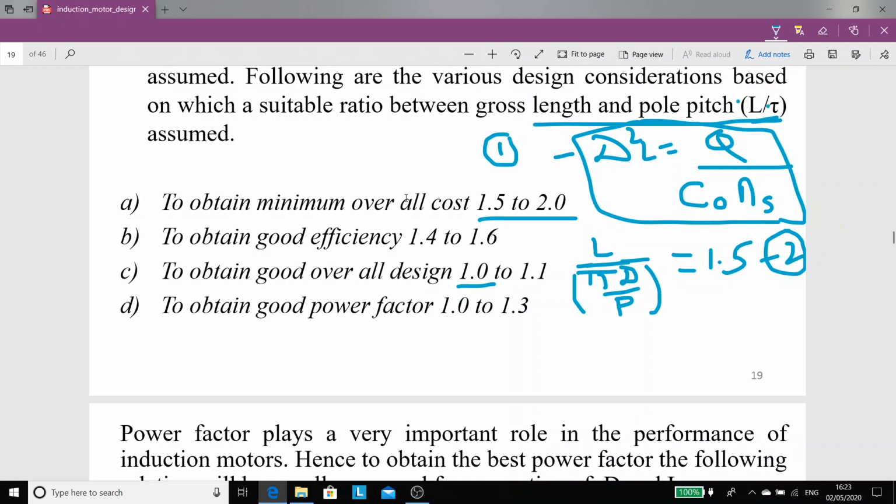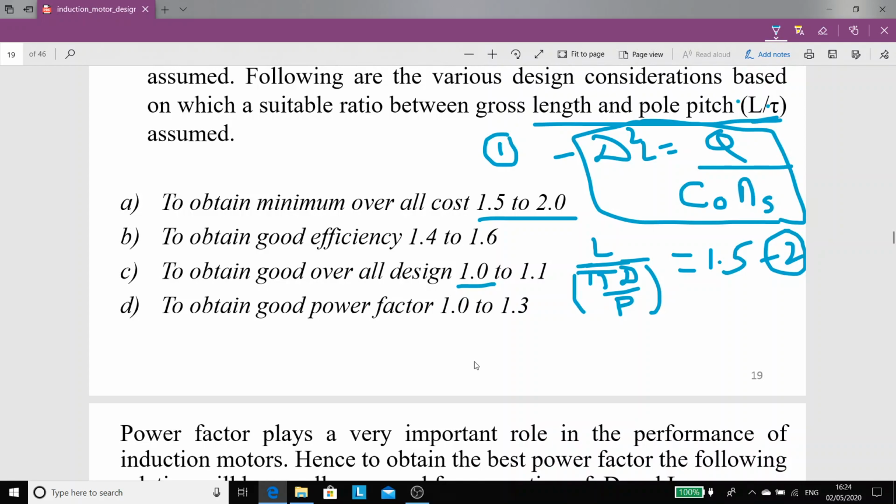And say if you have seen all these ranges completely, we have seen that the value of this ratio of length to pole pitch is in between 1 to 2. But mainly when we are going to design a small power rating motor, suppose my motor is a fractional horsepower, meaning less than 1 HP. So in that case, what will happen when we take this ratio as, suppose, 1, which is the minimum, or one out of this range.